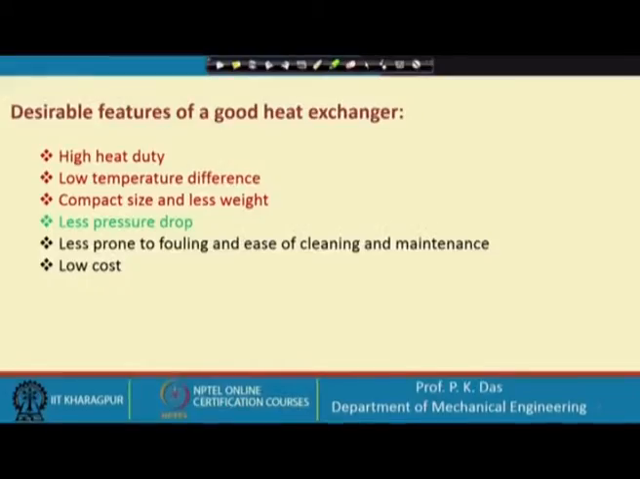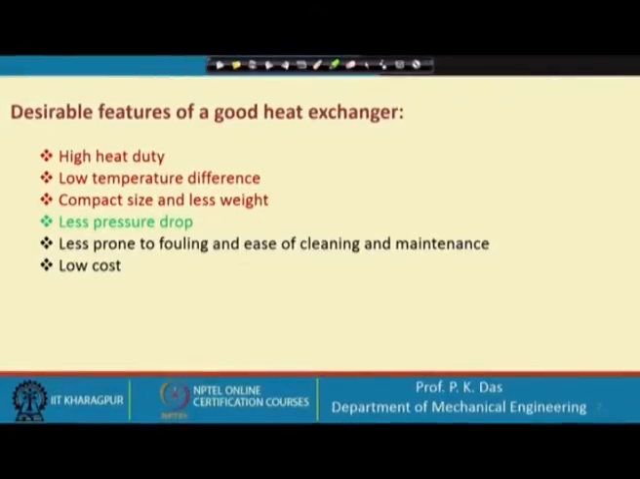But on the whole, for an engineer who is designing or working on a heat exchanger, other points are also important. These points could be less prone to fouling, ease of cleaning and maintenance, that is the serviceability of the heat exchanger, and over and above, for any engineering system, for any man-made system, cost is a prime factor. Whatever we design, our economy should allow that. So, we should have the lowest cost of the heat exchanger.